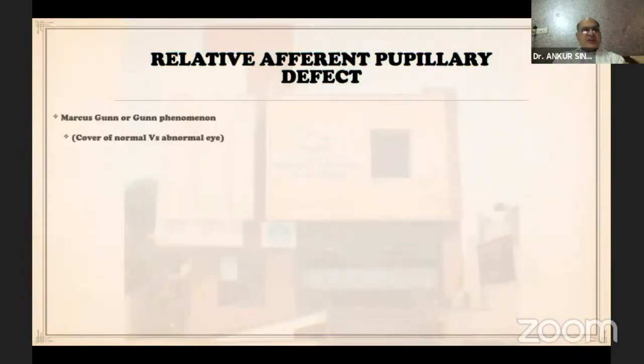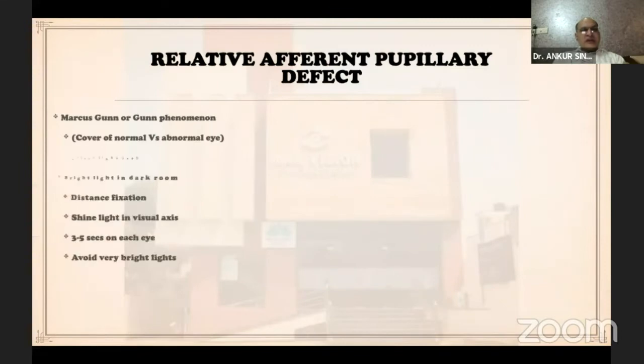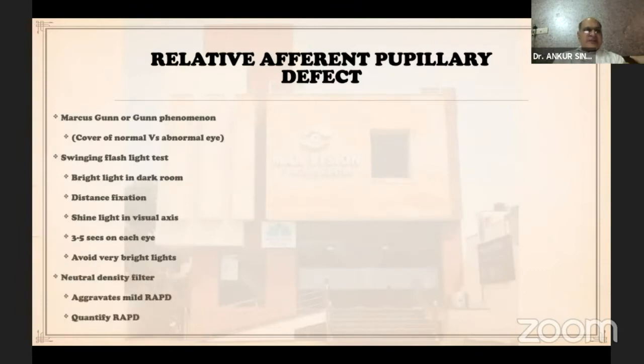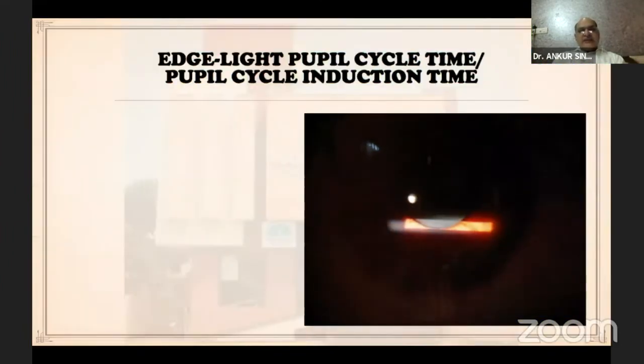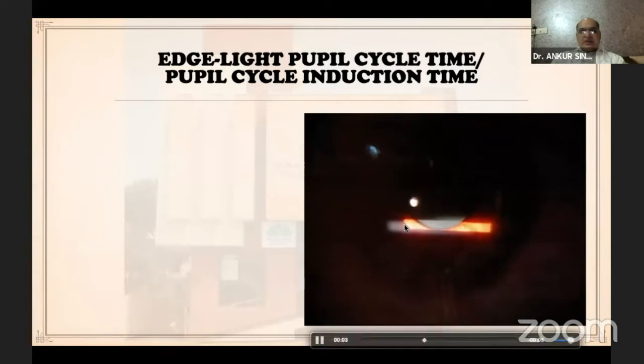Now, RAPD can be checked with the help of the Marcus Gunn phenomenon, where we cover the normal versus abnormal eye, or it can be tested with a swinging flashlight test, where we shine the light in alternate eyes for 3 to 5 seconds and note the reaction of constriction to the light. Neutral density filters can help to quantify the RAPD. And if both eyes are involved, then we can move on to the edge light pupil cycle time, where a small light is shown to the pupillary edge, where it constricts and dilates again because the light is cut off.